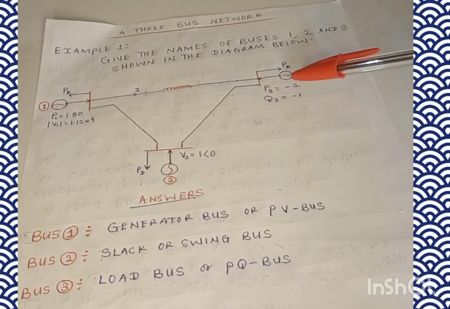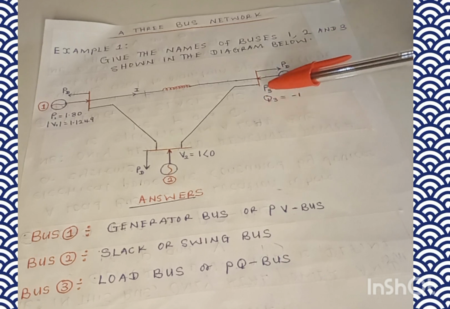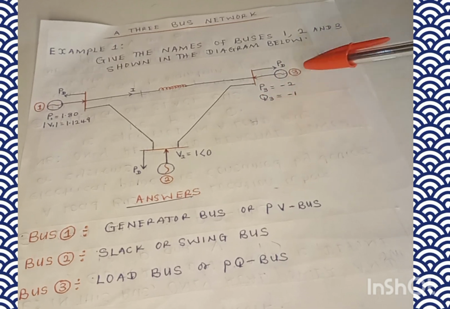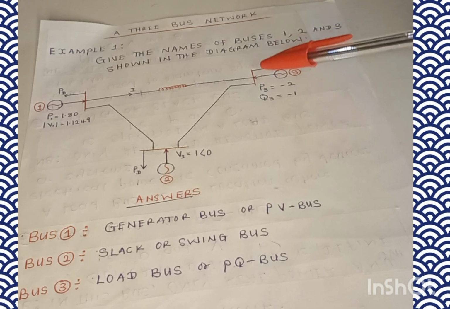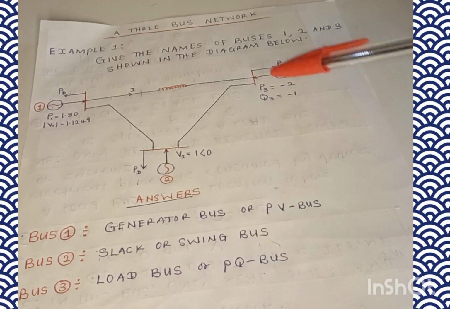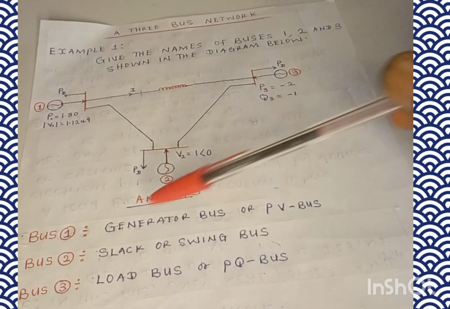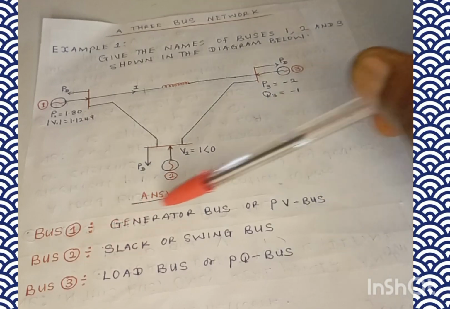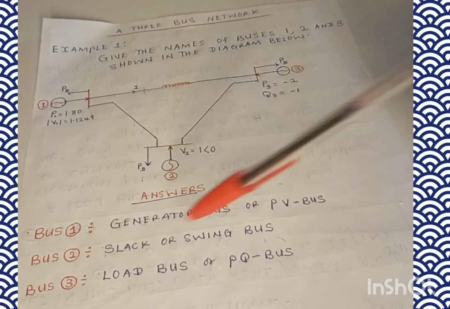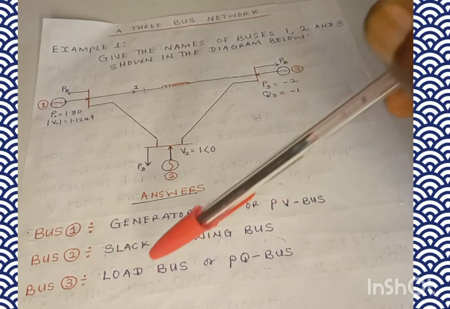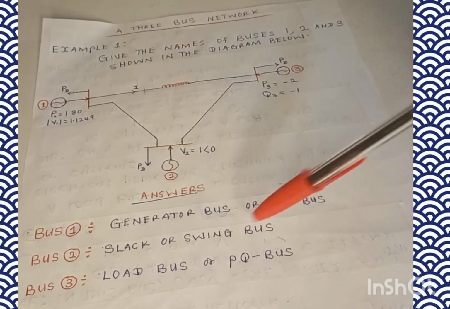Then on getting to bus 3, you find out that we have the real power P3 and the reactive power Q3. That's the -2 and -1: -2 stands for the real power and then the reactive power. So for the fact that this third bus contains the real power and the reactive power, definitely it is a load bus. You can see how to analyze the answers there. We have the generator bus or PV bus for bus 1, the slack or swing bus for bus 2, and finally the load bus or PQ bus for bus 3.